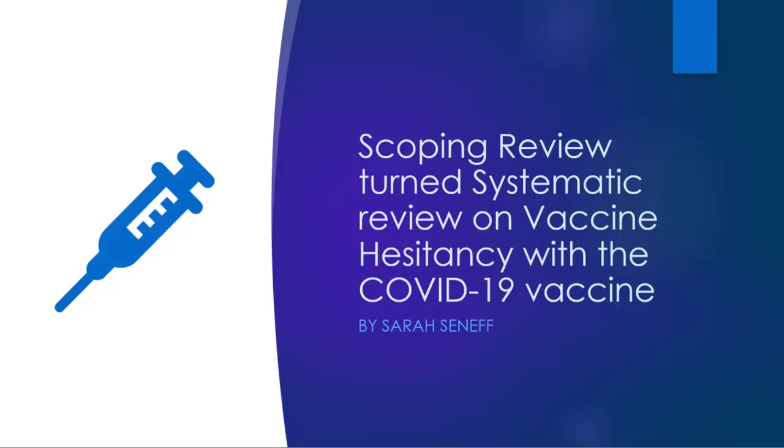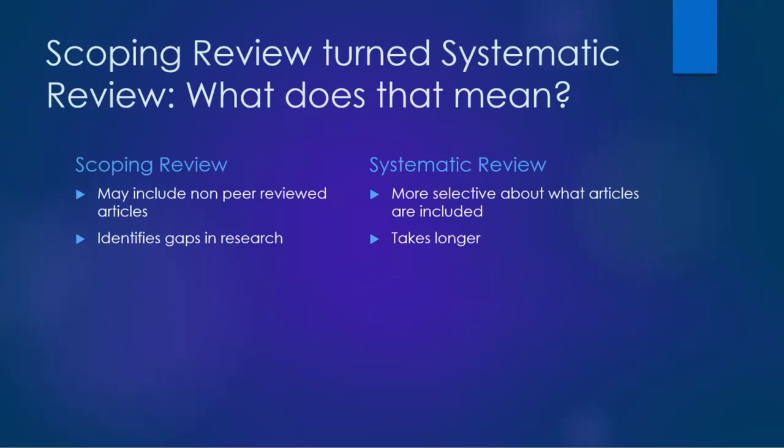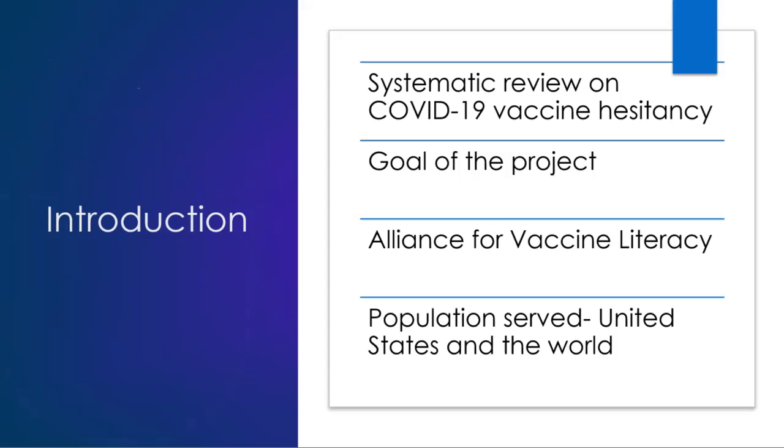My project was on a scoping review that turned into a systematic review on vaccine hesitancy with the COVID-19 vaccine. What a scoping review turned systematic review means is that we started doing a scoping review and then decided we wanted to be more selective about what articles we included with the systematic review. Another key difference is that a systematic review takes longer than a scoping review.